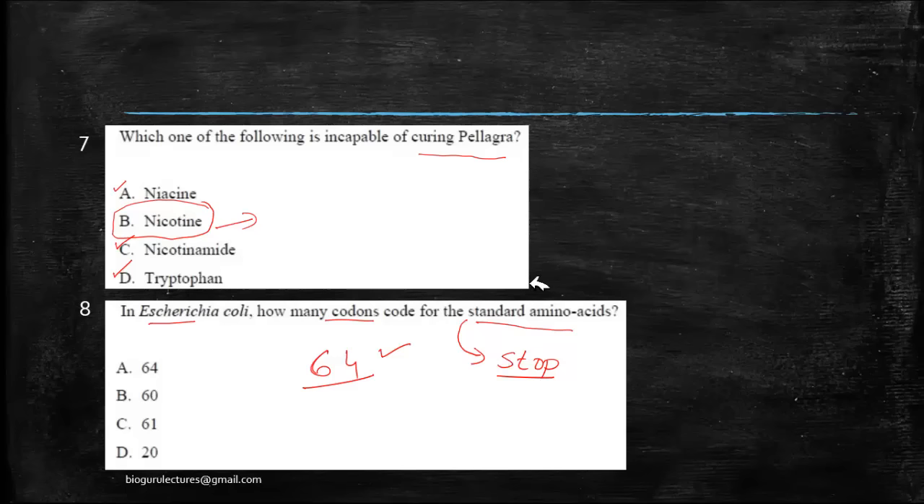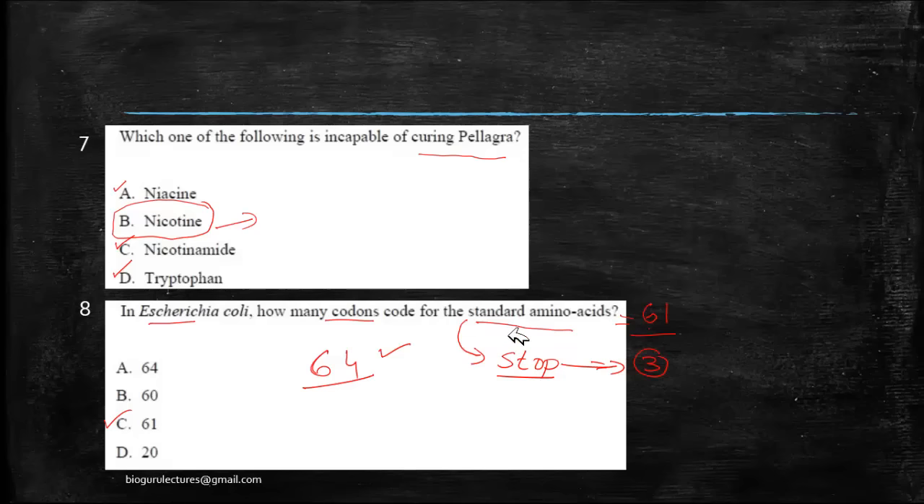I want you to know the standard amino acids are 20. So there are a total of 61 codons for the standard amino acids, and we have three codons which code for the stop, which ends the process of protein synthesis. So the answer is 61. C is the right answer here.